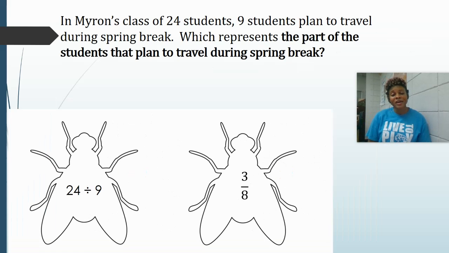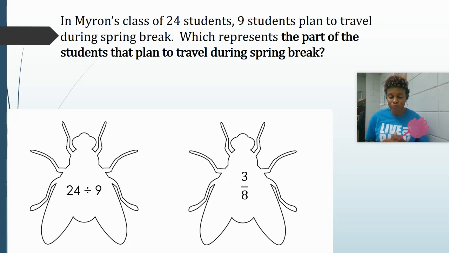In Myron's class of 24 students, 9 students plan to travel during spring break. Which represents the part of the students that plan to travel during spring break? Here's a little hint. They simplified. Do you remember how to simplify? Get the GCF, greatest common factor, and divide the numerator and denominator by the same number. We hope you do.